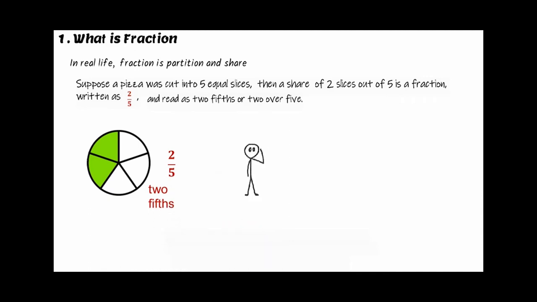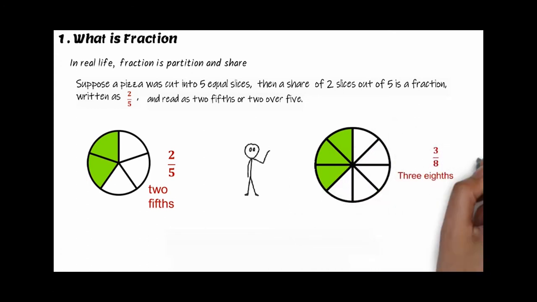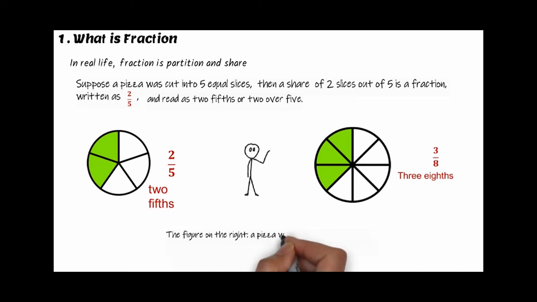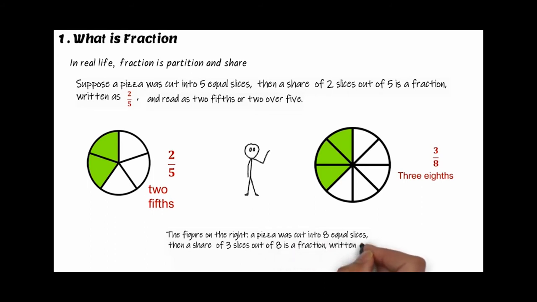So it's 2/5. Now using the same pizza, this time we're going to cut it differently. The figure on the right is the pizza that is this time cut into 8 equal parts, and 3 slices are taken out of it. So a share of 3 slices out of 8 makes a fraction. It's written as 3 over 8, as shown here in red, and it can be read as 3/8 or 3 over 8.